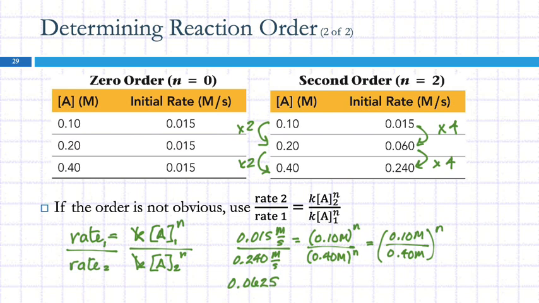0.0625. What are the units on that? This quantity here. There aren't any. The molarities cancel and the seconds cancel. So this is unitless. And that's going to equal this thing, 0.1 divided by 0.4 is 0.25. What are the units there? No units, they cancel out again. Raised to the n power.